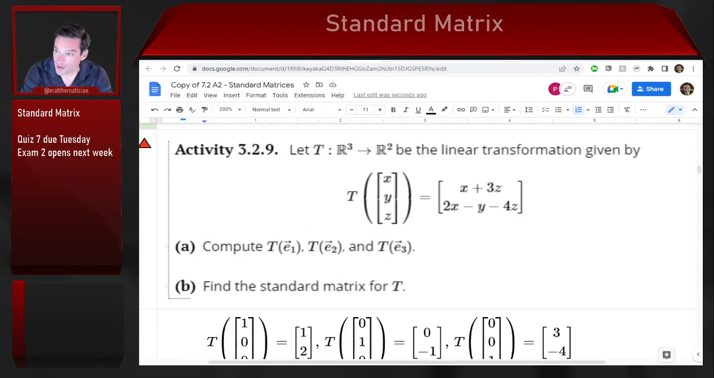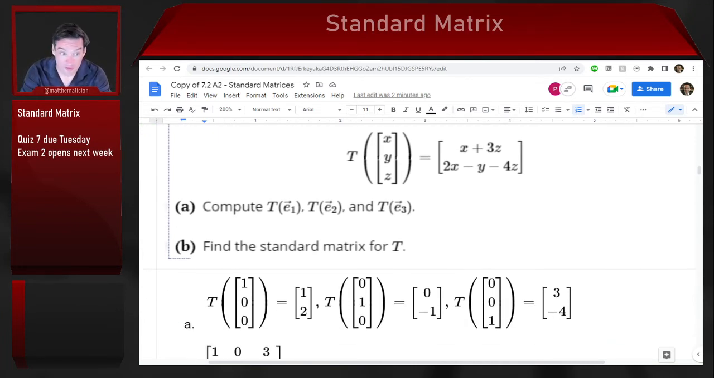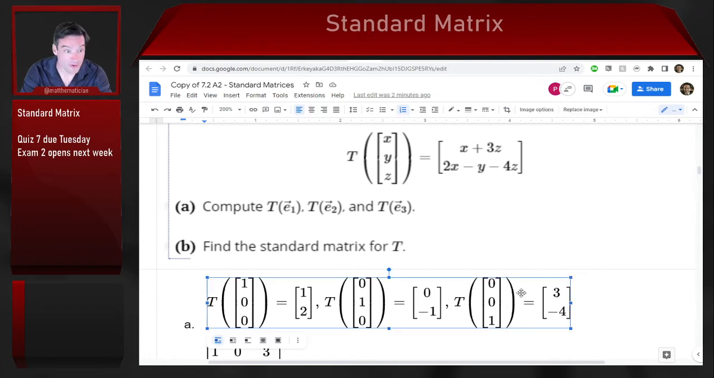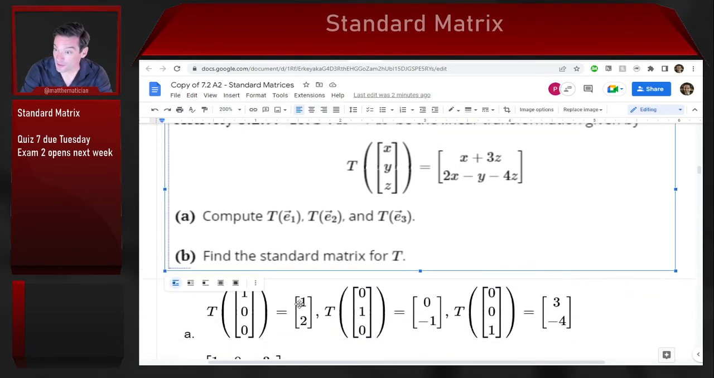All right, so just to wrap up this activity, you were given a linear transformation and asked to determine its standard matrix. And the way we can do that is by transforming the standard basis vectors of the domain. Those standard basis vectors are (1, 0, 0), (0, 1, 0), and (0, 0, 1). And if we transform those, we get the vectors (1, 2), (0, -1), and (3, -4).